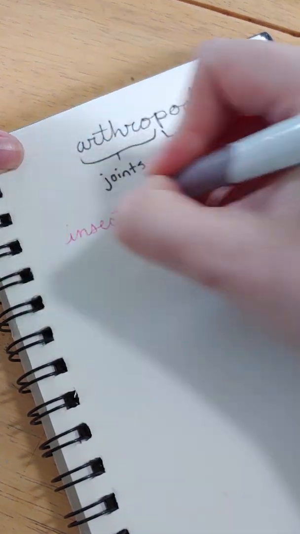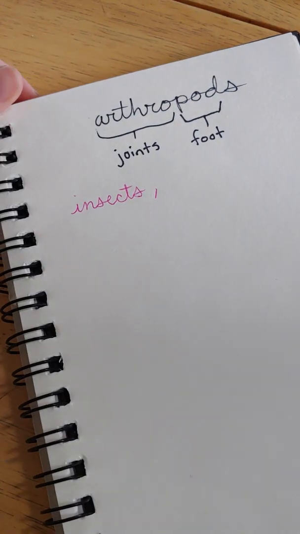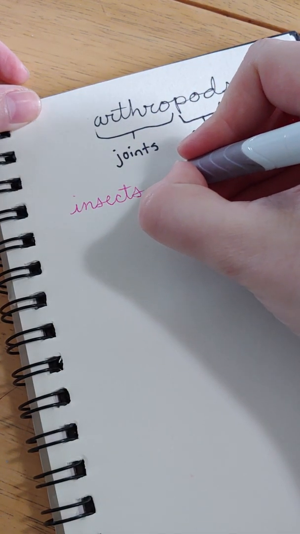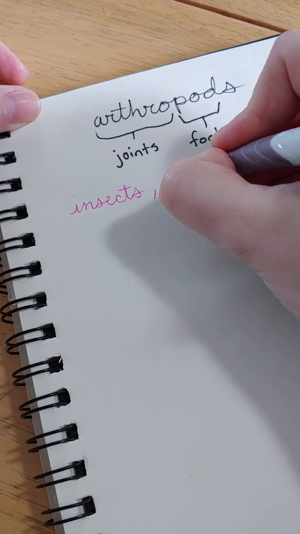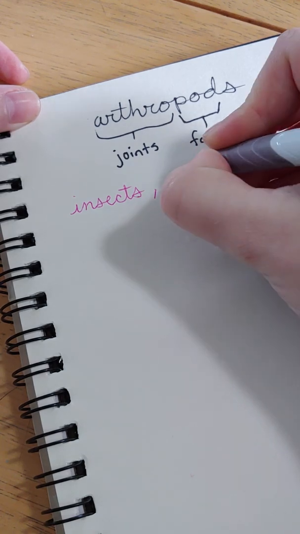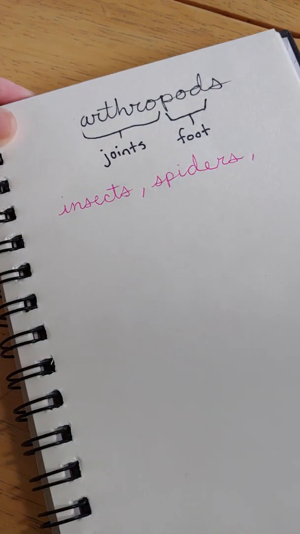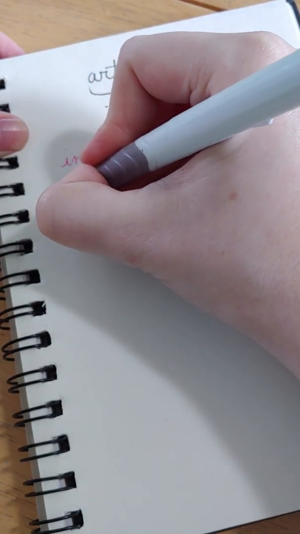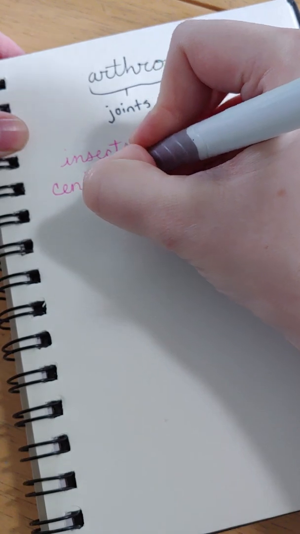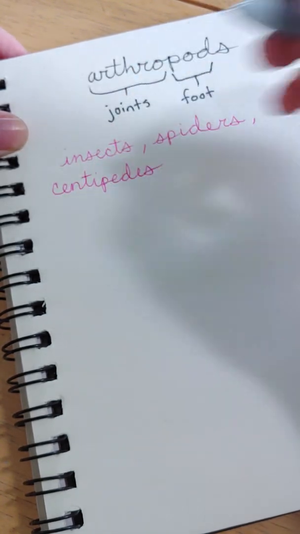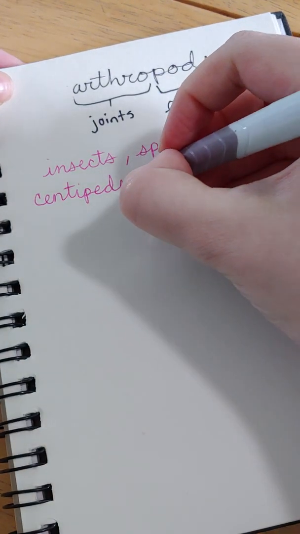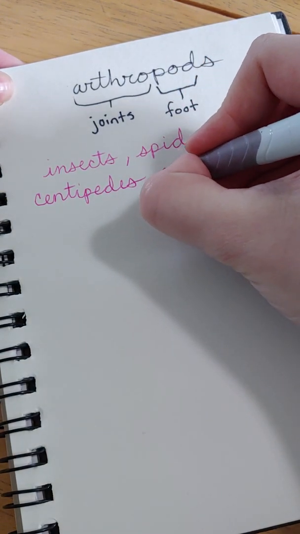So some examples of arthropods are things like insects, like bees, beetles, dragonflies, butterflies, ladybugs, all of that. Spiders and ticks and mites and all of those other arachnids, those are arthropods. Centipedes and millipedes are arthropods. So those big, long fellows with tons and tons of legs sticking off the side. And crustaceans are arthropods.